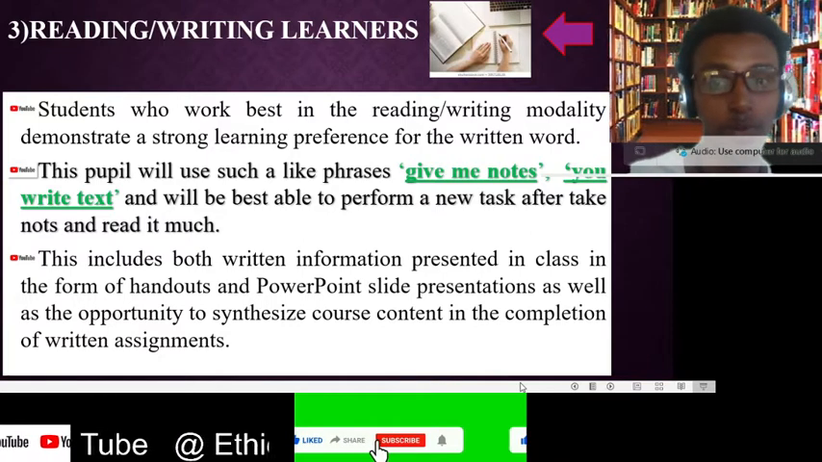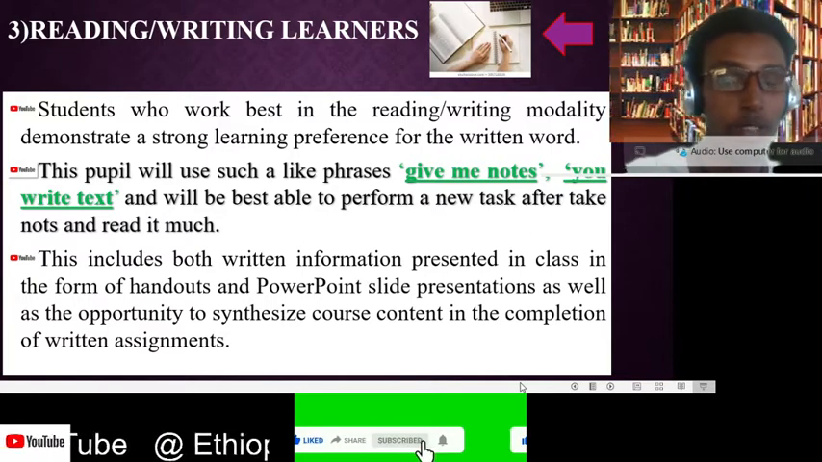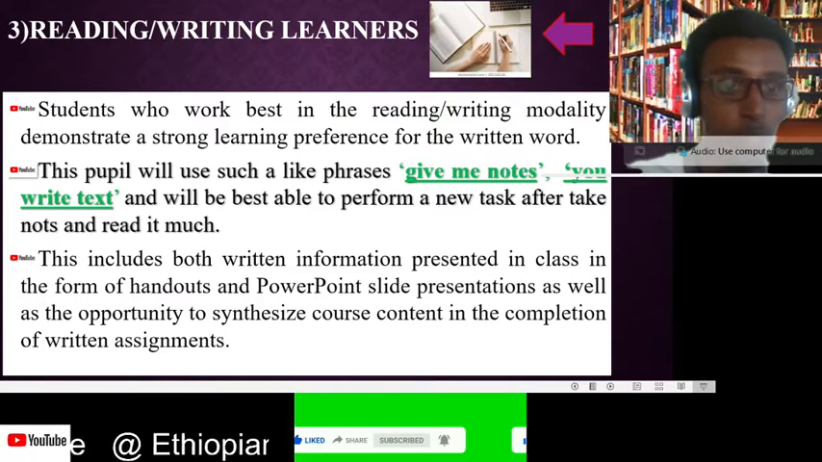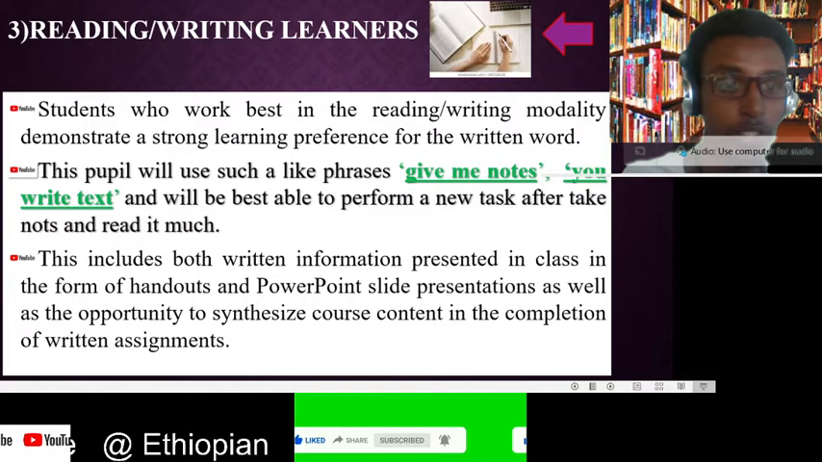They need textual modalities in order to understand the lesson or the instruction the teacher delivers.